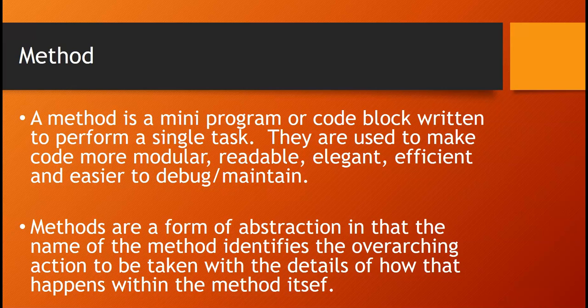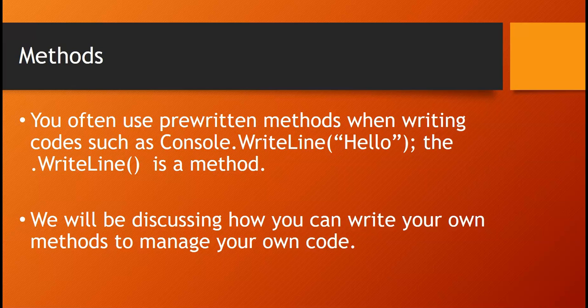Methods are also a form of abstraction in that the name of the method will identify the overarching action that will be taken, but then the details of how that happens are going to be within the method itself, and many times we might not even see those actions. You often use pre-written methods when writing code, such as Console.WriteLine("hello"). The WriteLine is a method. Anytime you see the parentheses, the parens are going to indicate that that's a method. And sometimes the method has parameters, like hello is a parameter that we put in, or an argument that we put in. We will be discussing how you can write your own methods in order to manage your own code a little bit later on.